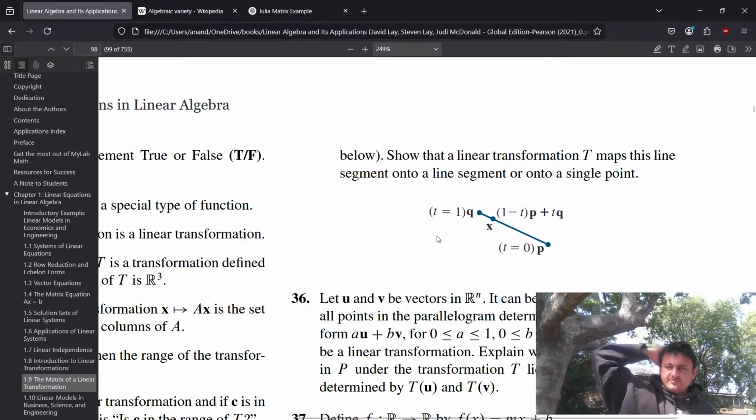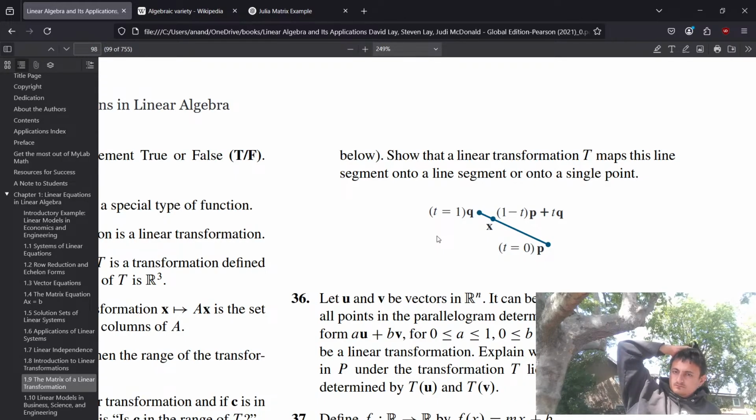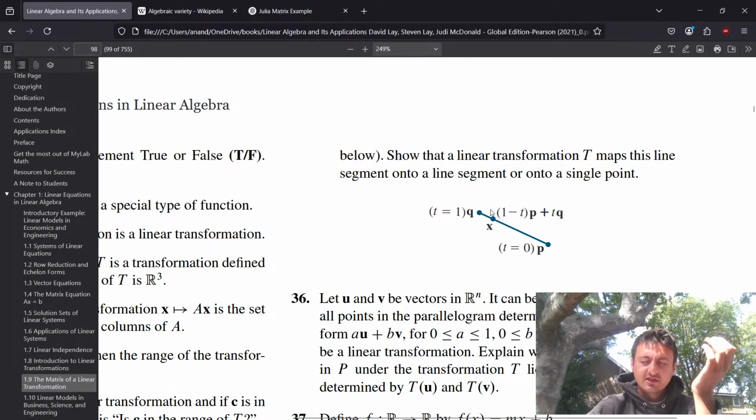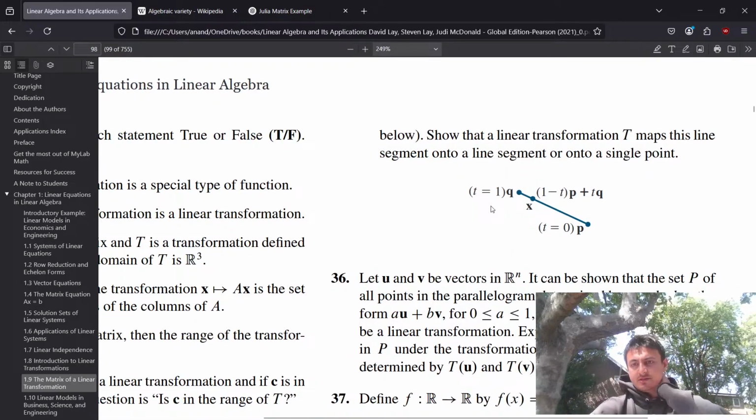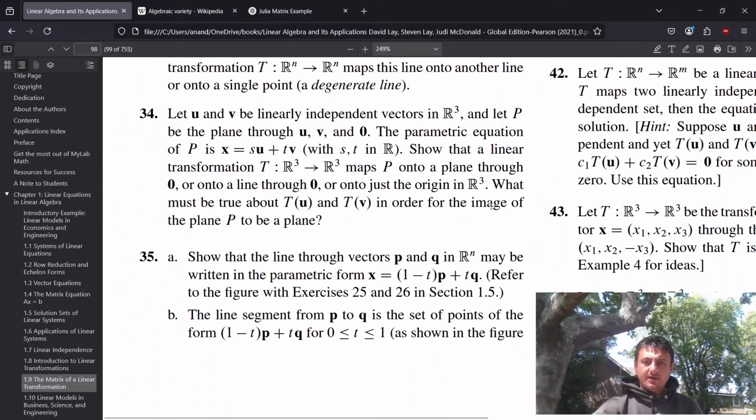Show that a linear transformation T maps this line segment onto a line segment or onto a single point. Let's say, for the sake of this, that Q is equal to (-1, 0) and P is equal to (1, 0). So they both lie on the x-axis. And then the transformation T is from R2 to R2, but it's a projection onto the y-axis, then it's going to map onto a single point. So I don't know if I want to write all that out.